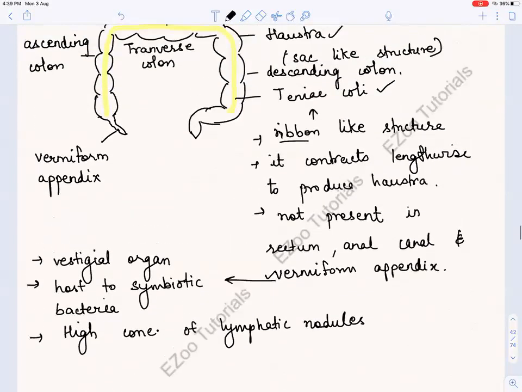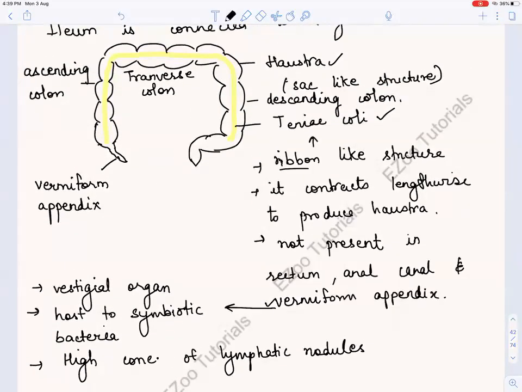Okay, so now let me tell you about the cecum. That is one of the starting points of the large intestine. So this is the cecum.